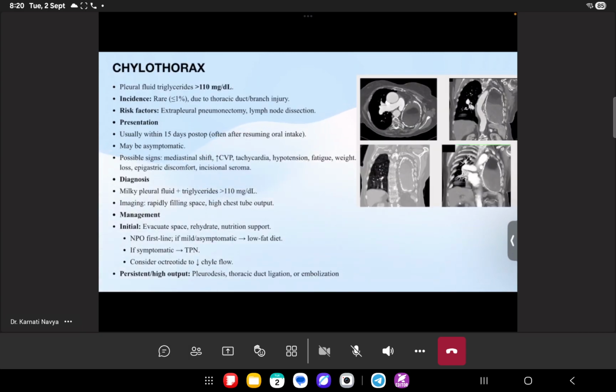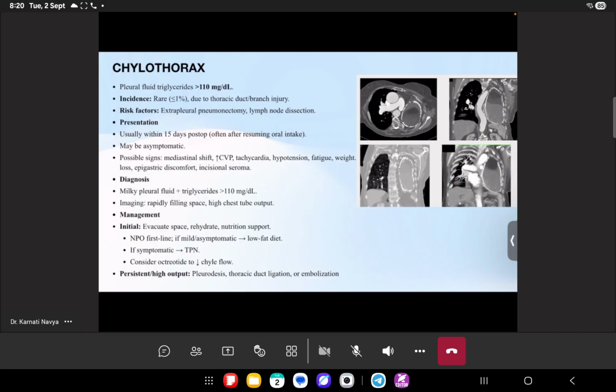Chylothorax: pleural fluid triglycerides of more than 110 milligram per deciliter is considered chylothorax. Incidence is usually less than 1%, due to thoracic duct or branch injury. Risk factors are extrapleural pneumonectomy and lymph node dissection. It usually presents within 15 days of the post-operative period, often after resuming oral intake.